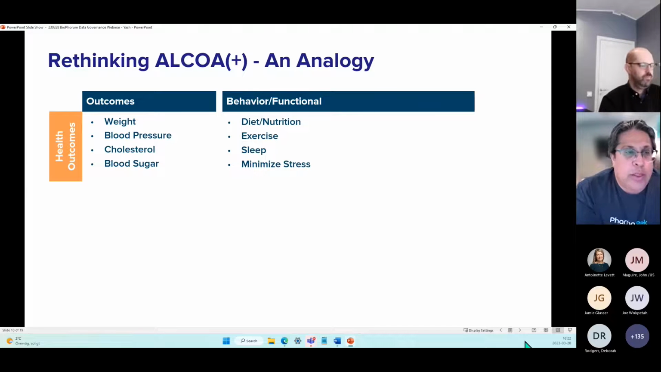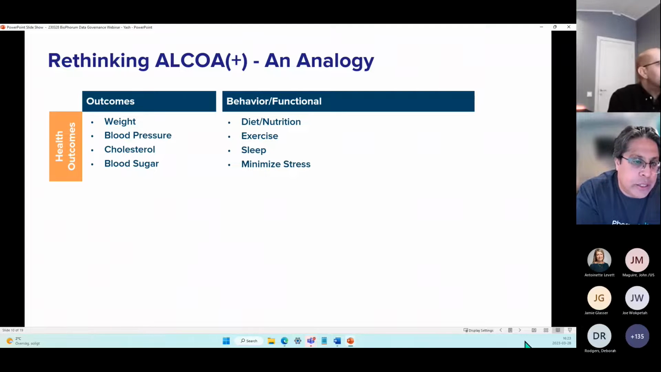So one of the things that I like to pose when we're having this conversation about rethinking Alcoa is to provide an analogy. And I think what's important here is that nobody is suggesting that you ignore Alcoa. Alcoa is a compliance framework that is required. You'll be assessed against this framework in terms of your data integrity systems. But what we're talking about here is really rethinking it, in terms of the idea of behavior versus outcomes.